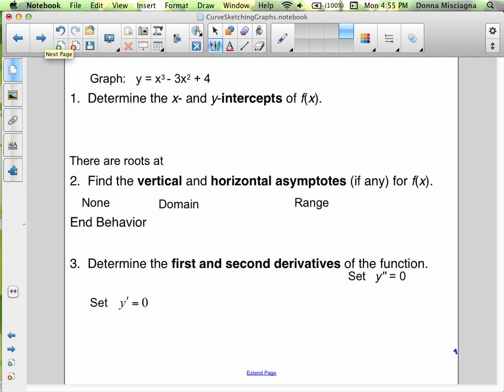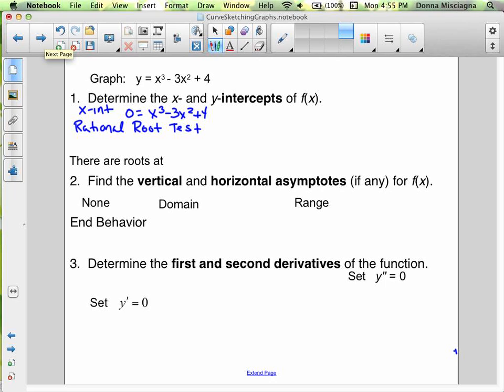X and y intercepts, all right? So to find the x-intercept, you're going to set the function equal to 0. So 0 equals x cubed minus 3x squared plus 4. All right, this is not a pretty factoring one. Factor by grouping isn't going to work here. So you can use a rational root test to limit your possible solutions.